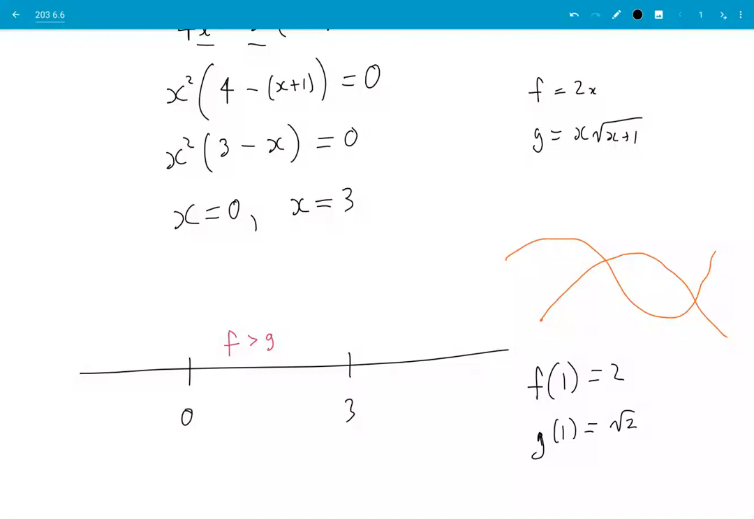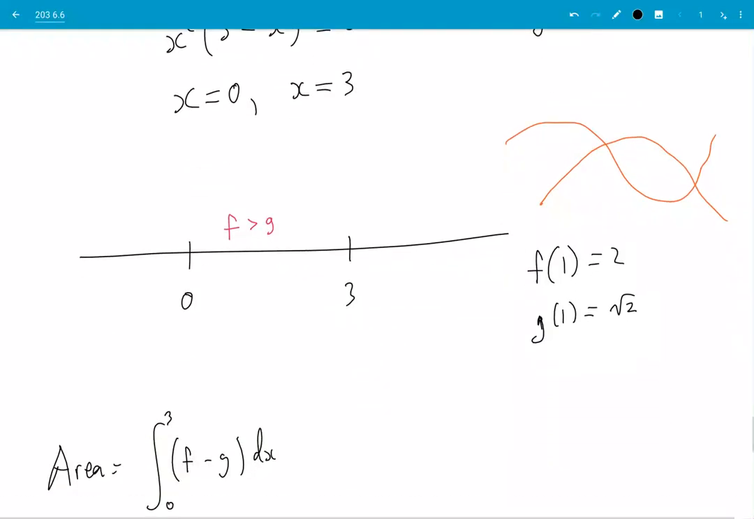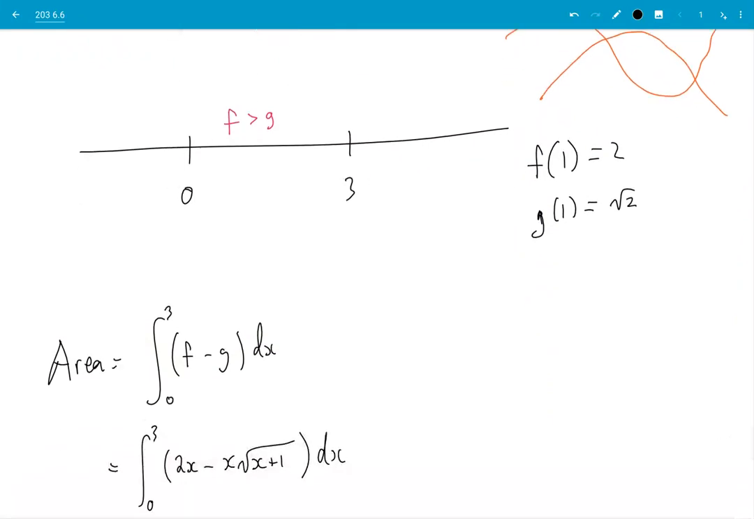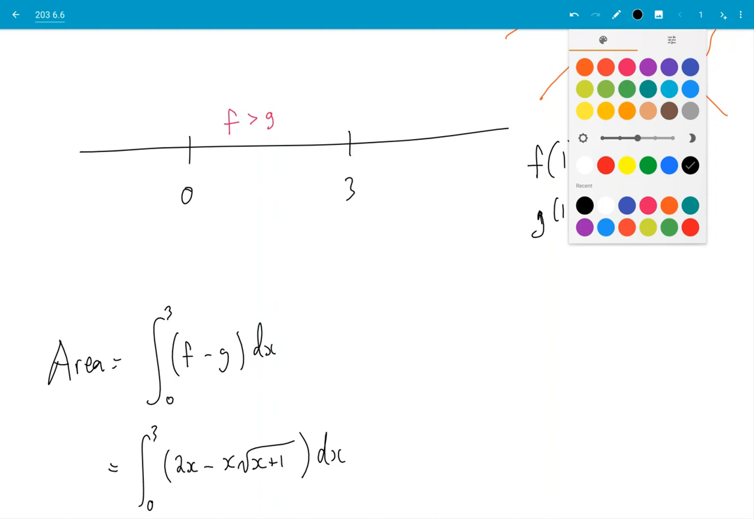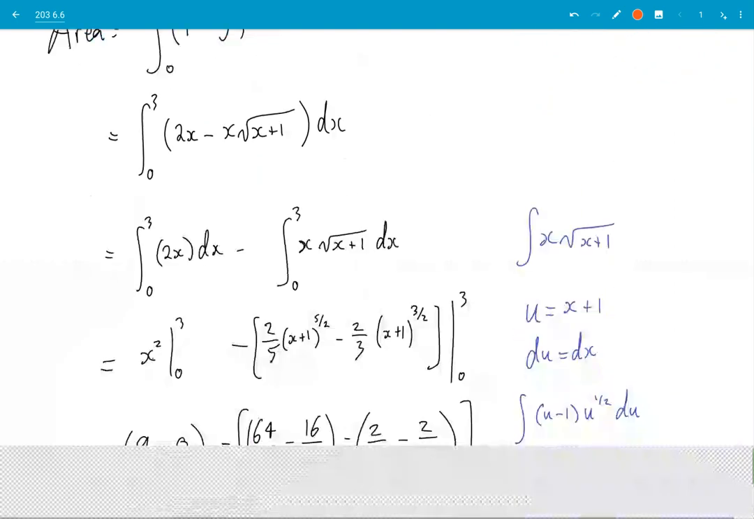Okay, so we decide that f is the upper function. So we do the integral of f minus g, which is this guy. Now, what we should do here is notice that this is a very simple integral, but this is not. So I'm going to break them up into two separate integrals. The second one will require substitution. I'll just scroll up and show you as much as I can here.